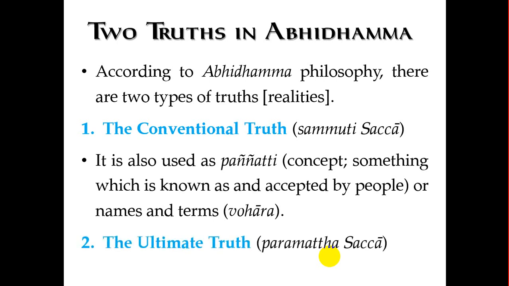Another one is called the ultimate truth. Sometimes we use absolute truth, sometimes absolute reality, ultimate reality. The same, right? Just paramattha Saccā. So we have two truths in Abhidhamma. But in the Sutta Piṭaka, we have four noble truths, right? Four noble truths. We'll explain one by one. Conventional truth.